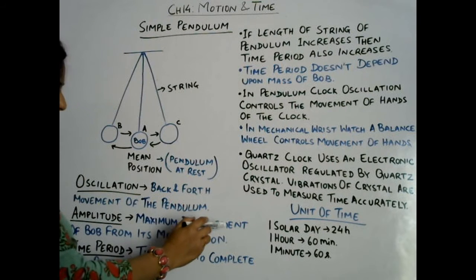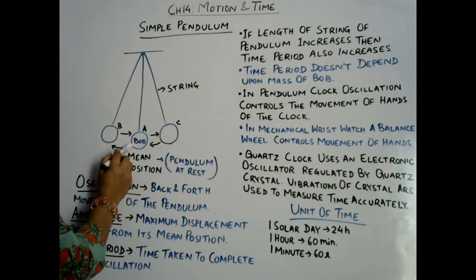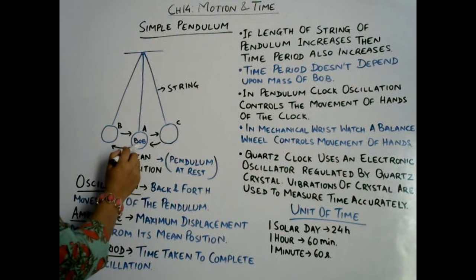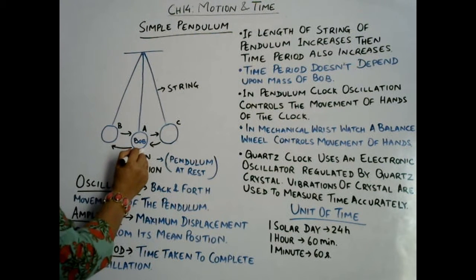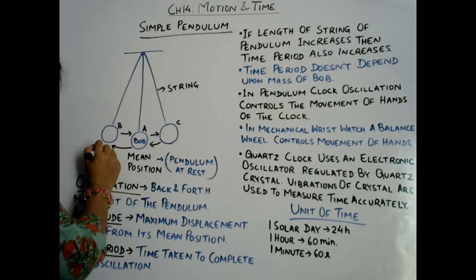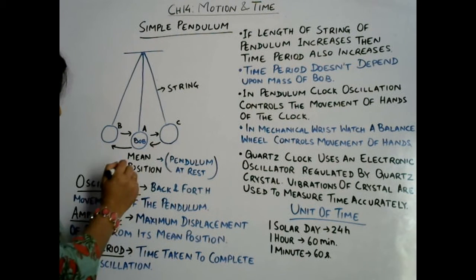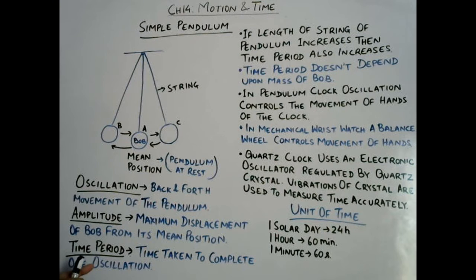Amplitude is the maximum displacement of the bob from its mean position. This is the mean position. When the pendulum is at rest, that position is called the mean position. So its maximum displacement from the mean position, either this side or this side, is called the amplitude of a pendulum.